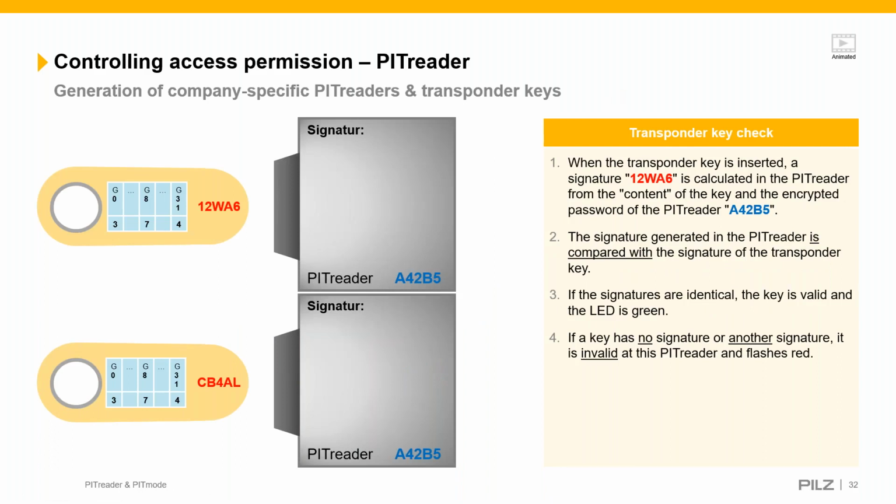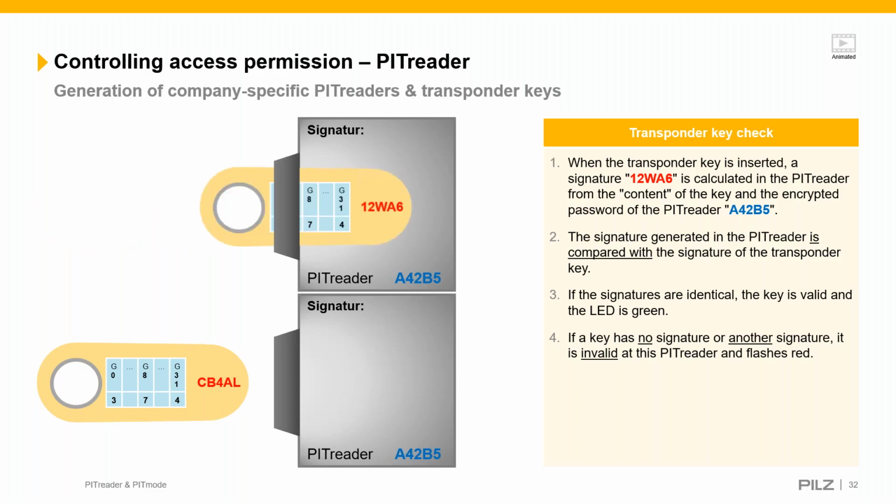And where the transponder key is inserted, the signature is calculated in the PIP reader from the content of the key and the encrypted password of the PIP reader. The signature generated on the PIP reader is compared with the signature of the transponder key, and if the signatures are identical, then the key is valid, and you can see that the LED has gone green. The LED ring has gone green.